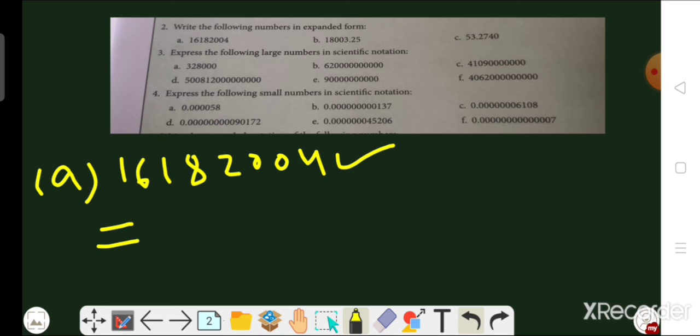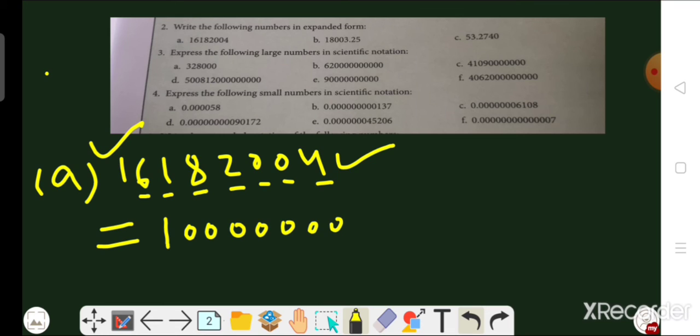Okay beta. So to represent this number into expanded form, what we have to do? We have to write the left one digit firstly. So the left one digit is 1, and how many zeros we have to put after 1? As many as the places after this 1 in the given decimal number. So how many places are there? 1 2 3 4 5 6 7. So how many 0 we have to put? We have to put 7 zeros.